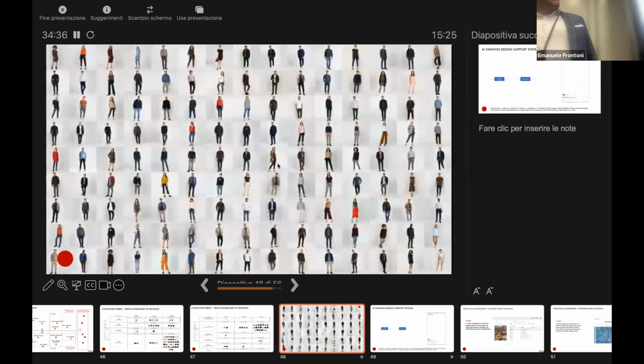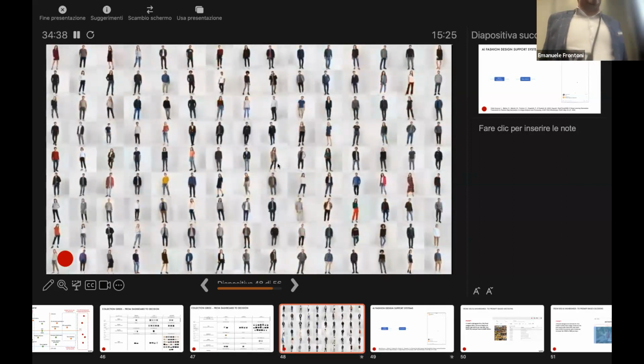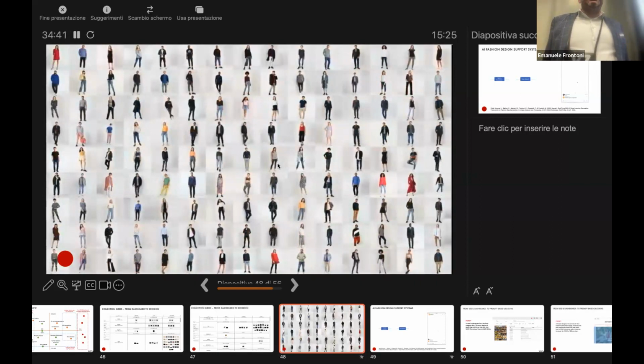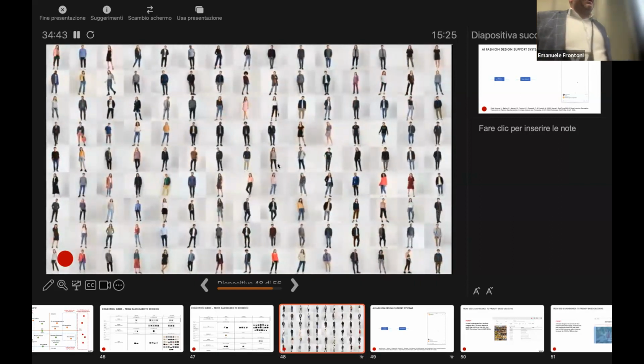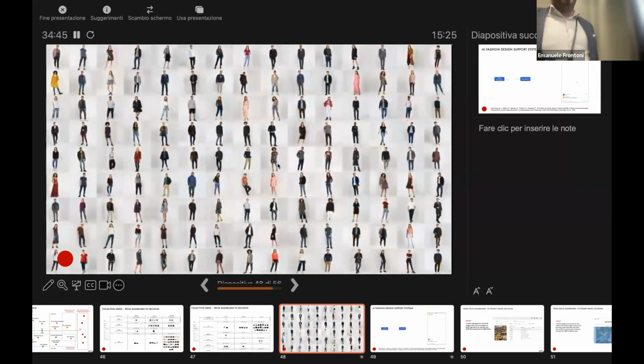But we are not saying, okay, this is a suggestion for your creativity. Again, we are saying this is a summary of what happened in the last week on Instagram, because the fine-tuned part of this approach was based on the data collected in the last week on Instagram.